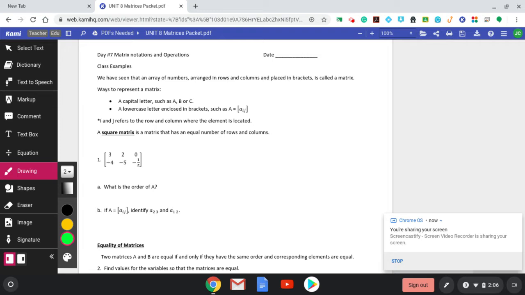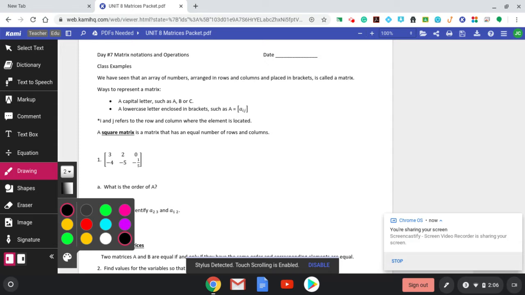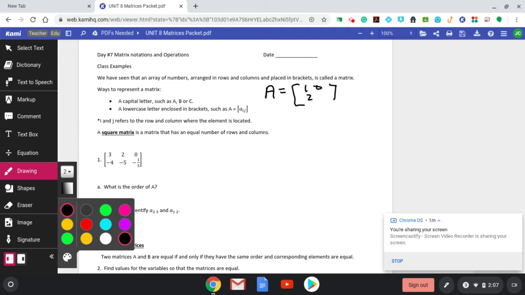All right. So for today, just some background here. A matrix, I can represent it in a couple ways. I can represent it with a capital letter, so A, B, or C. So for instance, I can say, here is matrix A, and here's what it's equal to with the numbers inside. So I can name a matrix by a capital letter.